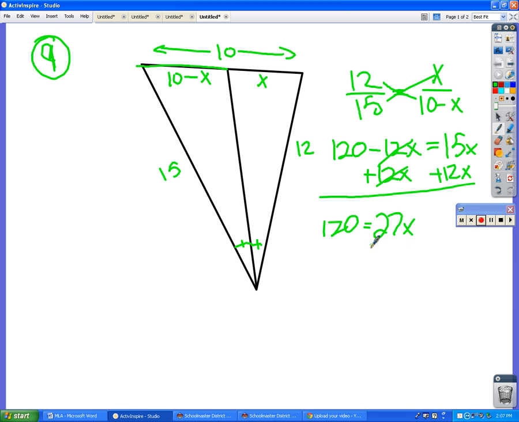And then I divide both sides by 27. 4.4 repeating. Are you sure? Yeah, repeating. I said that. Okay. I got 4.4 repeating.